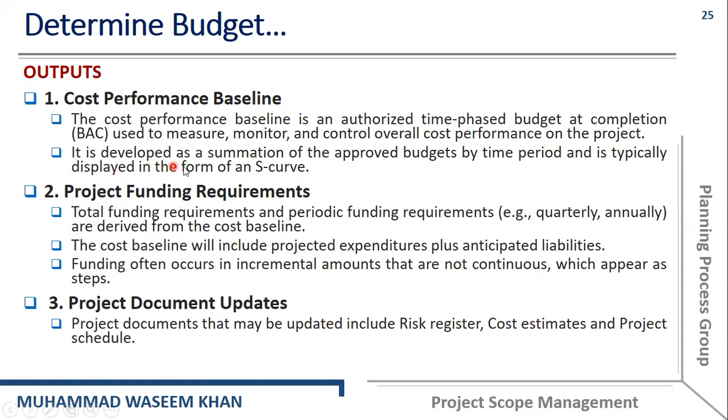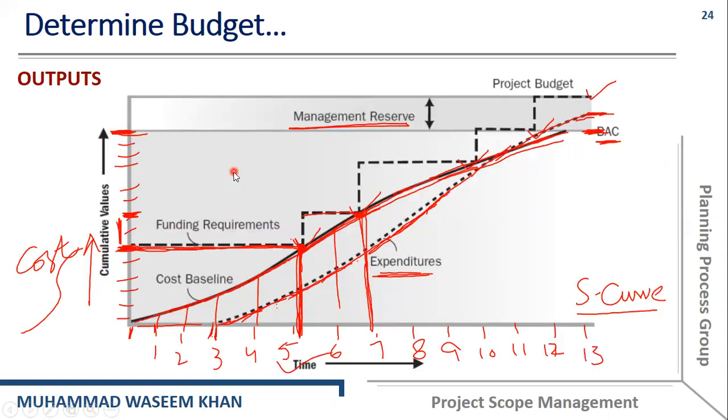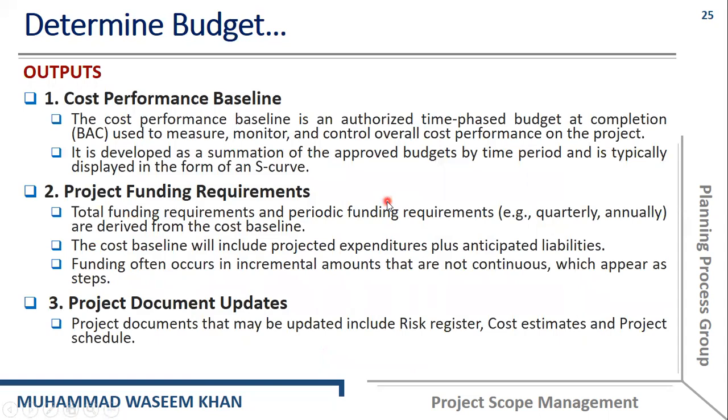Okay, so it is developed as a summation of the approved budget by the time period, and is typically displayed in the form of the S curve that you can see here on the screen. So this is the S curve and budget at completion. Then the project funding requirements, the total funding requirements and periodic funding requirements are derived from the cost baseline.